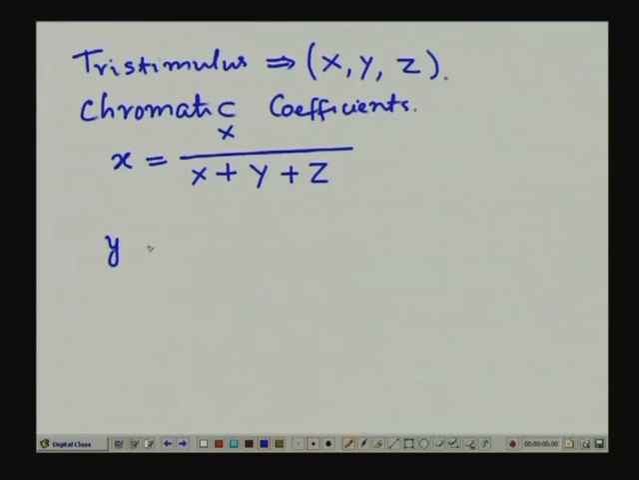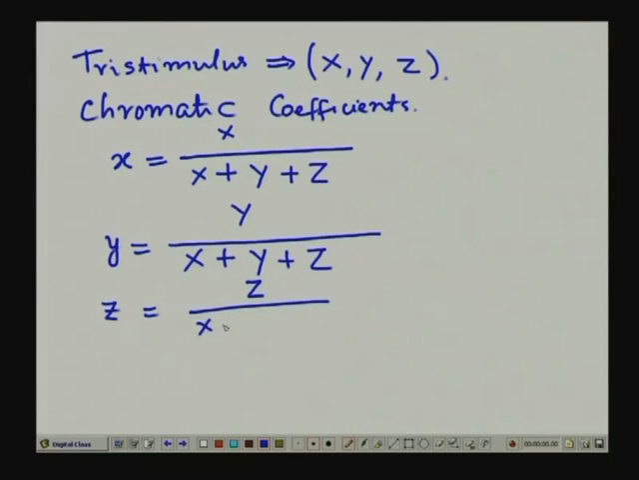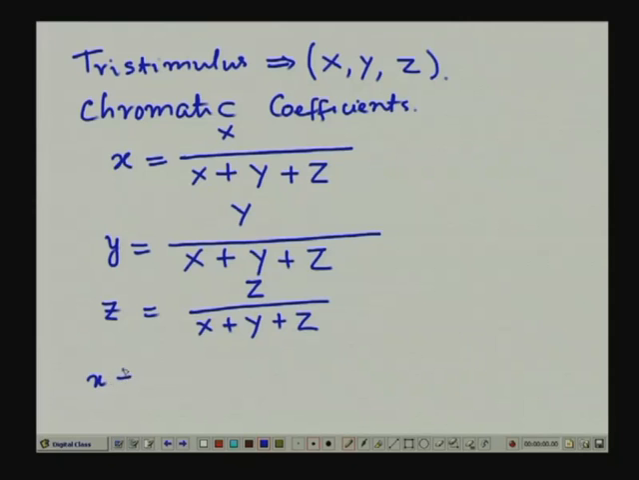Similarly, the chromatic coefficient for green is computed as lowercase y equal to capital Y divided by capital X plus capital Y plus capital Z, and similarly for blue it is capital Z divided by capital X plus capital Y plus capital Z. So lowercase x, y, z are called the chromatic coefficients of a particular color. Whenever we want to specify a color, we specify it by its chromatic coefficients. And from here you find that the sum of the chromatic coefficients, lowercase x plus lowercase y plus lowercase z, is equal to 1. So this is represented in normalized form.